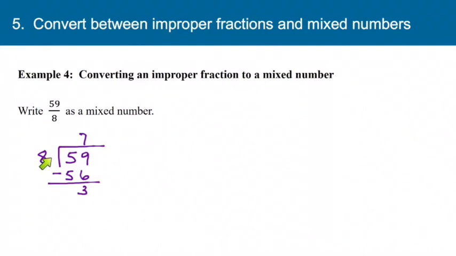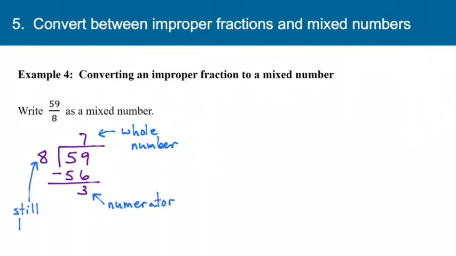Now notice that 8 went into 59 7 whole times. So 7 is the whole number. And this 3 is the leftover pieces. So this 3 becomes the numerator of our fraction. And how many pieces does it take to make a whole? Well, it still takes 8 pieces to make a whole, so this is still the denominator. Okay, so now 59/8 has been converted to 7 whole things and 3/8.